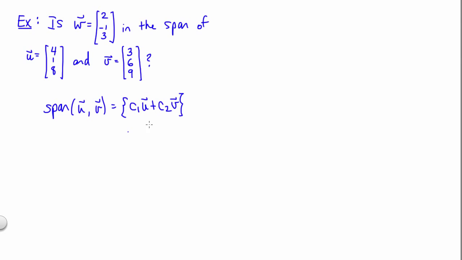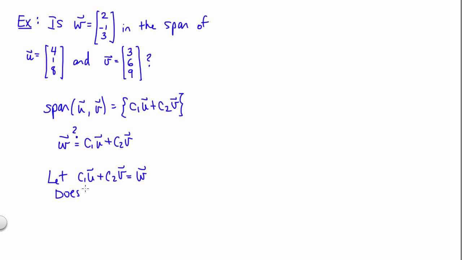So if we now rephrase the question, we're wondering whether w is equal to c1u plus c2v. We could say let c1u plus c2v equal w. And then we're asking, does this system have a solution? So if this system has a solution, then yes, w is in the span of u and v. If the system does not have a solution, then no, w is not in the span.